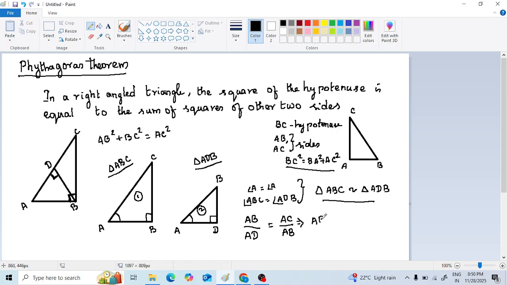Therefore, AB square is equal to AC into AD. So this is one equation. I take this as equation number 1. Similarly, we can take the other two triangles. So we take triangle ABC and triangle BDC.